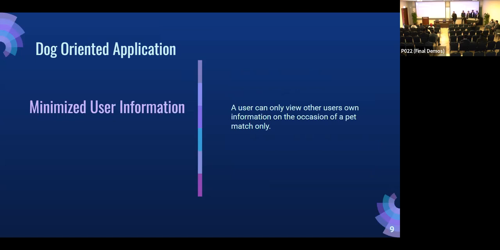Our application is dog-oriented, so we try to minimize the user information. The only way a user can find another user's information is when they get a pet mate match. Other than that, all the data visualized in the application is the pet's data. No data about the user, phone number, or email, nothing of this is appearing to the user.